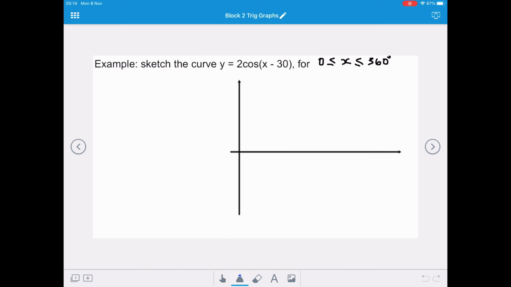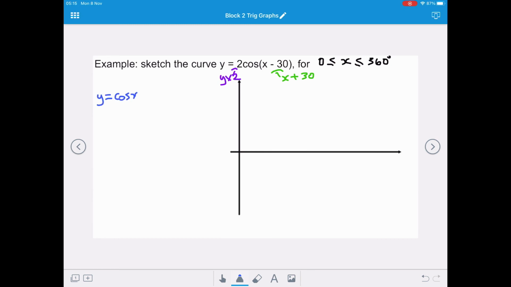So the next curve we want to sketch is y equals 2 cos(x - 30) between 0 and 360 degrees. Again, this time we're multiplying all of our y coordinates by 2, and because we've got x minus 30 in the bracket, it's affecting our x coordinates, and to solve for x we're going to have to add 30, meaning that our y equals cos x curve is going to move to the right.